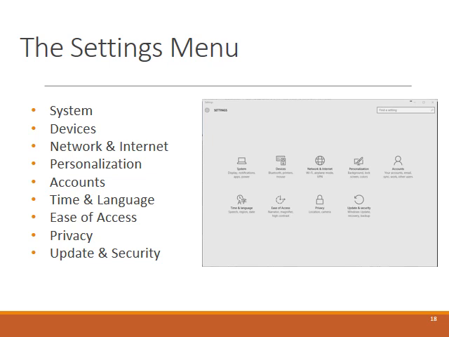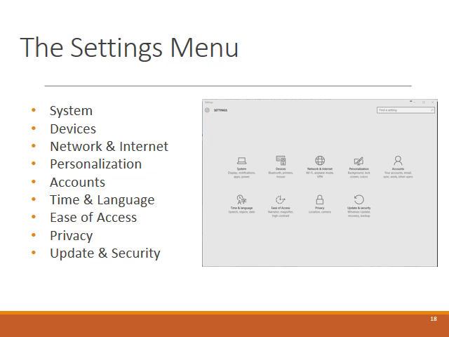Ease of access. This one's really important. This will take you to a list of settings that will allow you to change how Windows looks and feels. And it's specifically tailored to people with disabilities. So if you're hard of sight, you can turn on something called the narrator, which will narrate text for you. This is just a bunch of features that are there to help disabled people.